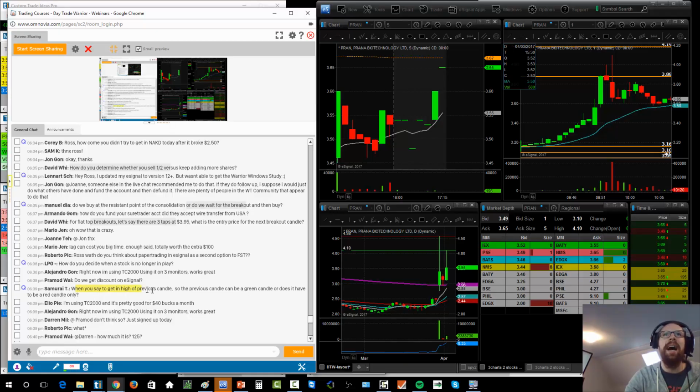And when I say high of the previous candle, it doesn't matter if the previous candle was green or red. It just matters that the previous candle was lower than the one before it.